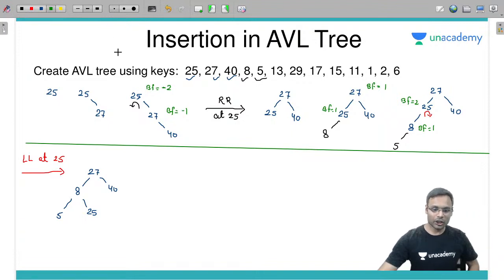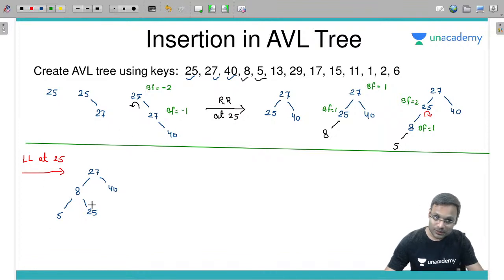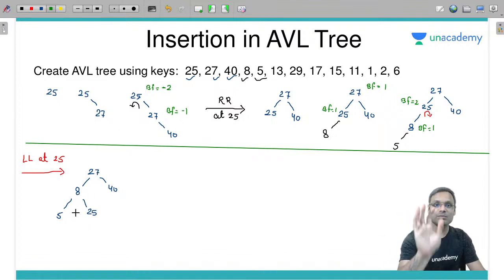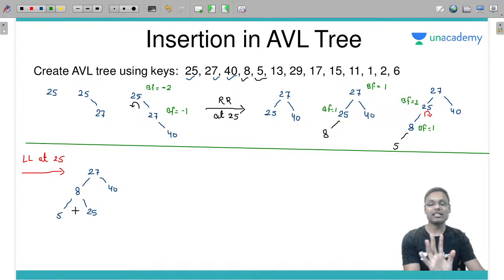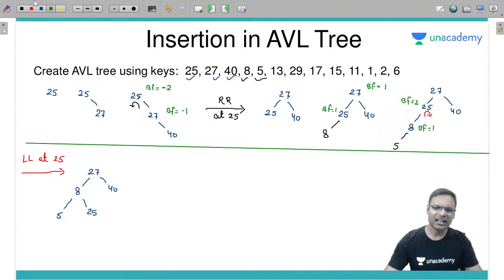Should we go next? After LL at 25, we have got this particular tree. Check whether this tree is balanced or not, and whether it is a BST or not. Everything you check. Yes, it is balanced and has no problem at all. BST also. Next insertion. What is the next insertion now? 13. First of all, let me draw the tree once again so that I can show where 13 is inserted. Till I draw the tree, you just understand where I should insert 13. Where should we insert 13?